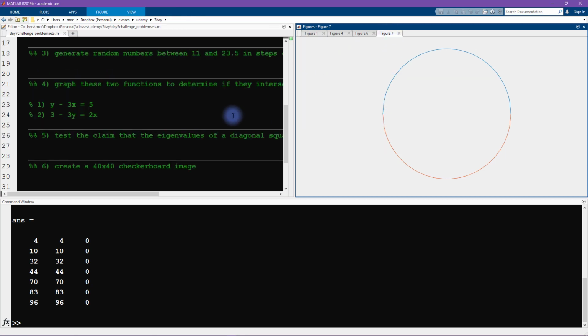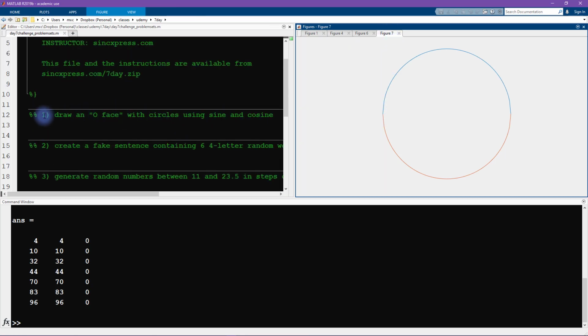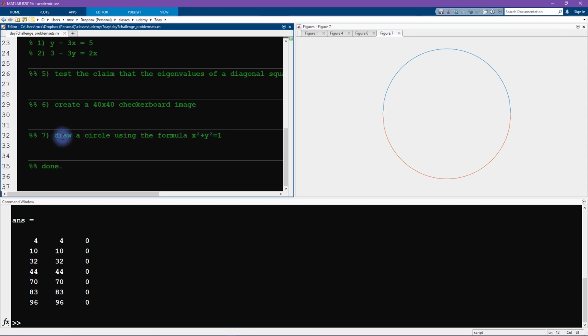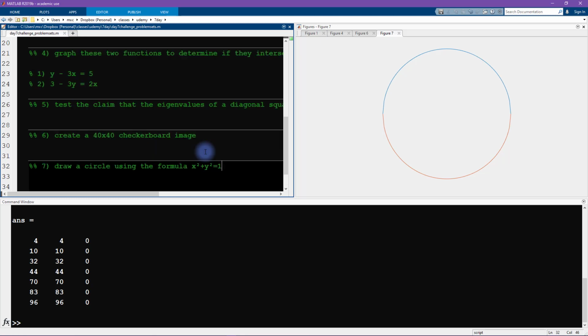Now, you've already drawn a circle up here with number 1, but here you're using the functions sine and cosine to draw the circle, and here I want you to use the formula x squared plus y squared equals 1, not the trigonometric functions. Okay, so good luck working through all of these exercises.